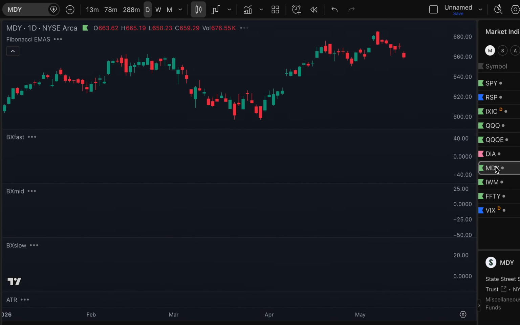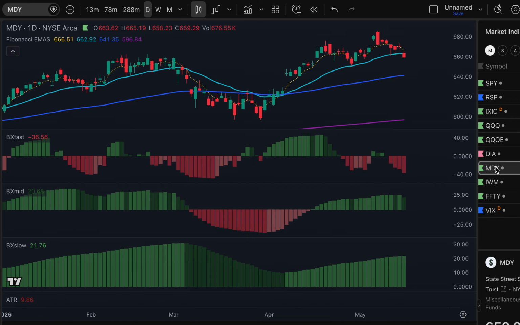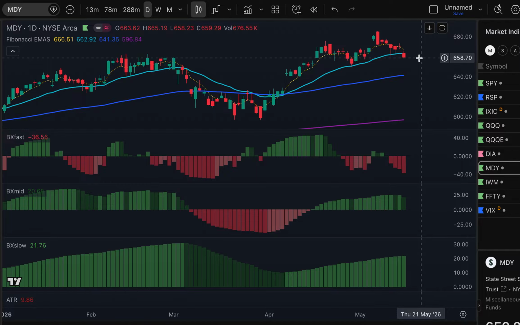Next is the S&P 400 mid-cap ETF. It is below the 21 EMA, so this is starting to show signs of weakness. Short-term momentum is fading. Mid-term momentum is starting to fade, but the long-term momentum is still good. So definitely something to keep an eye on is the mid-caps.